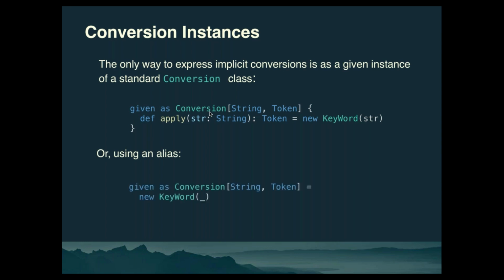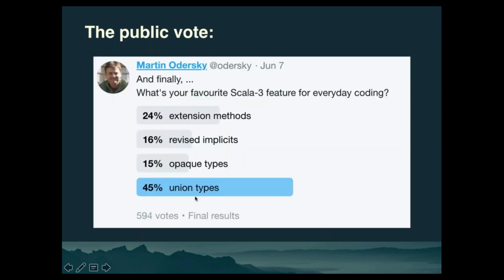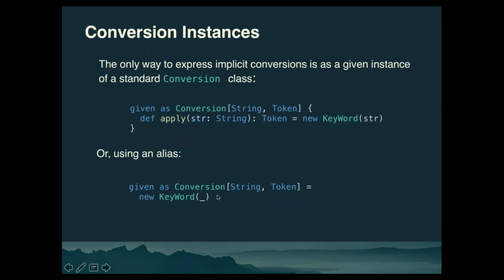Or you could also use an alias like this. So you can say given as conversion string token equals new keyword, and that essentially would make use of the fact that the conversion is a SAM type, single abstract method type. So new keyword, sorry, is a lambda, and we know that already in current Scala, you can essentially produce a lambda for a SAM type, for a type with a single abstract method.